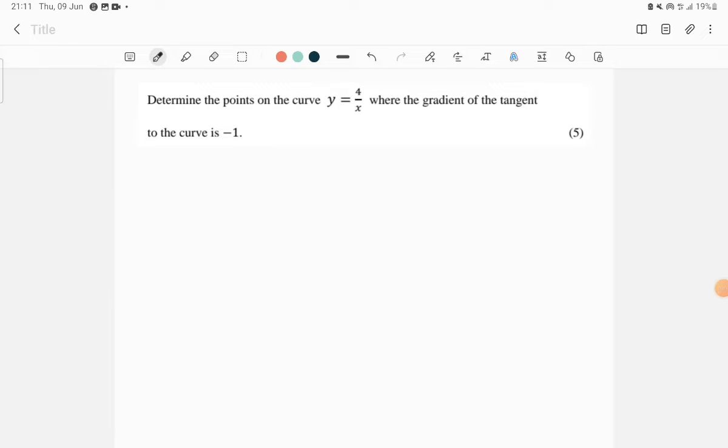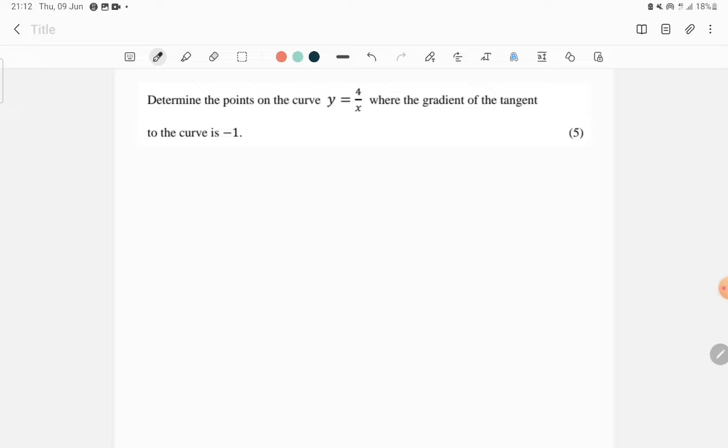Today we are going to do the applications of calculus questions. For example, we have this one, which says: determine the points on the curve where the gradient of the tangent of this curve is equal to -1. We know that the gradient of the curve itself is the same as the gradient of its tangent at the point of intersection.